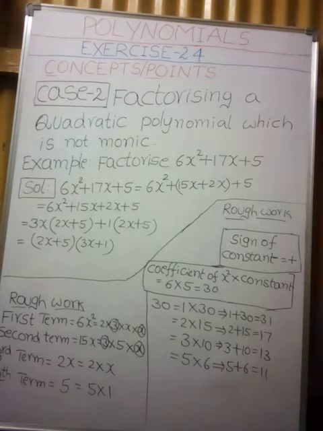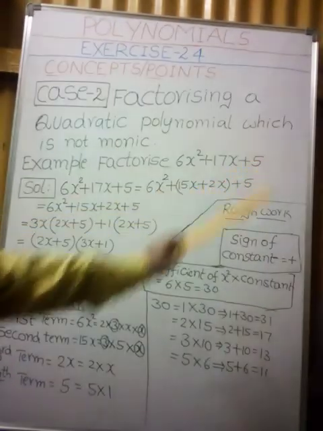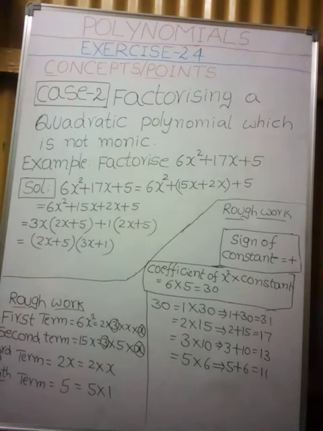here. Listen carefully, my dear children, concentrate here. Listen to the steps to be followed. What are the steps to be followed to factorize a quadratic polynomial which is not monic by using the splitting the middle term method? Okay, my dear children, are you ready? Yes. Factorize 6x square plus 17x plus 5. Is it a monic quadratic polynomial?